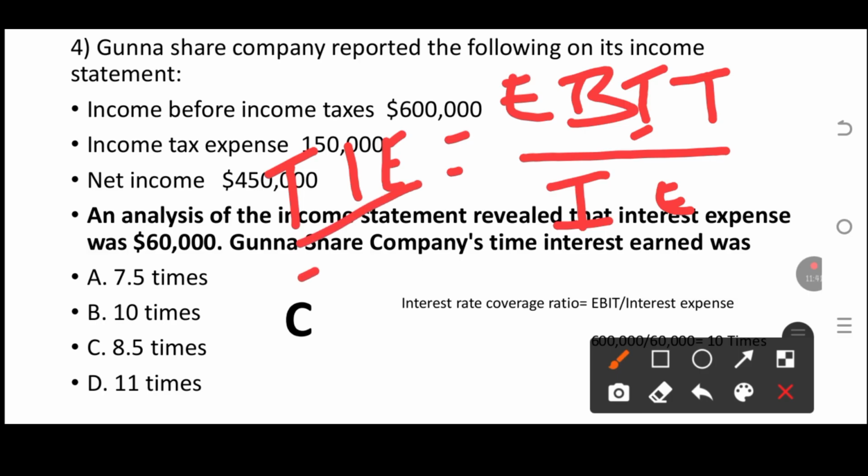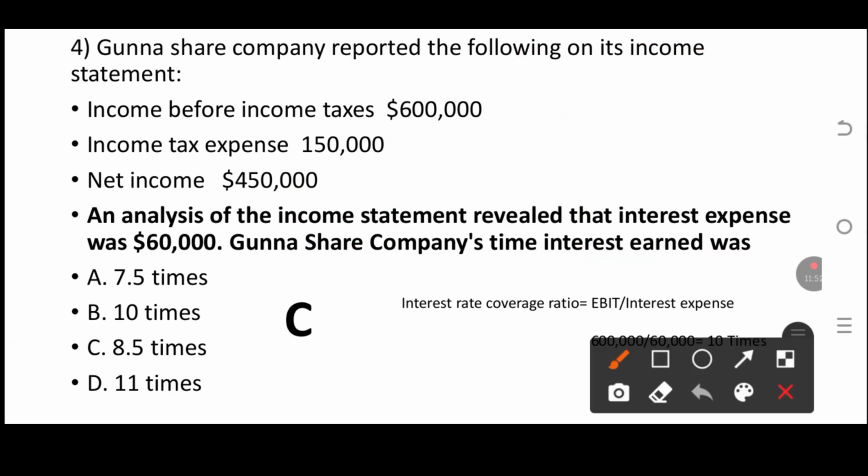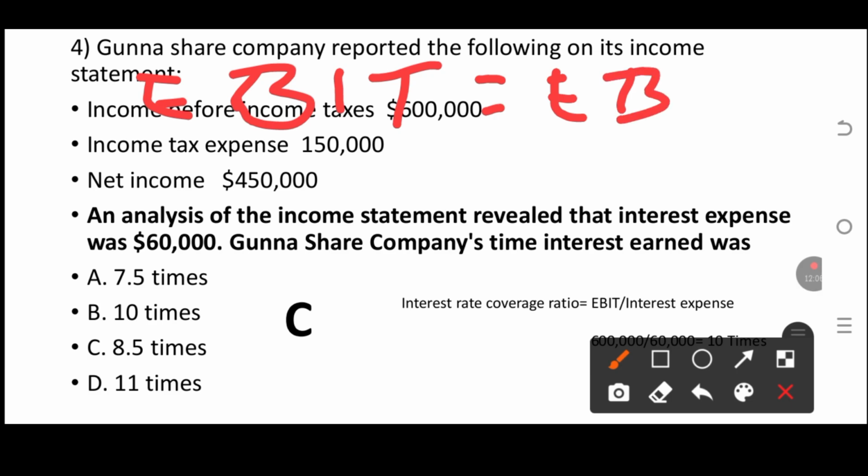To find this, we have to calculate earnings before interest and taxes. Let's start. Earnings before interest and taxes is equal to earnings before tax plus interest expense. Interest expense is $60,000.